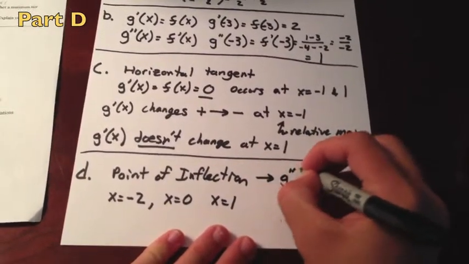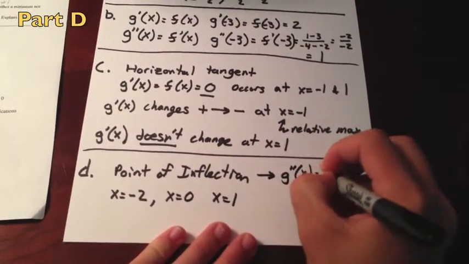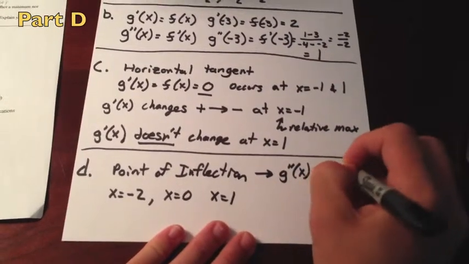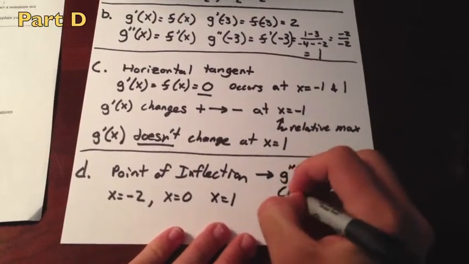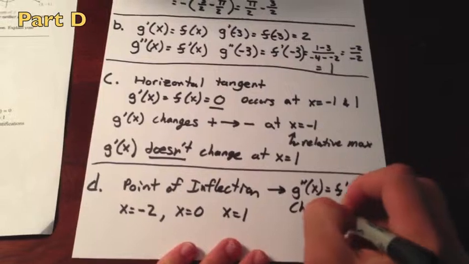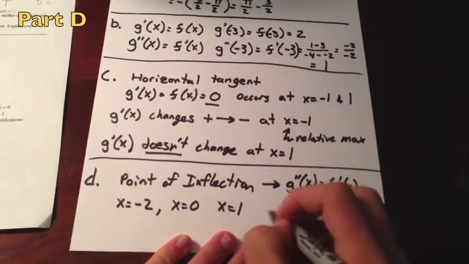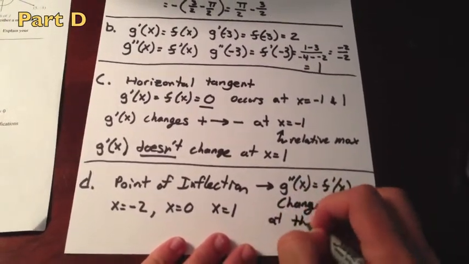A point of inflection is simply, in this case, when g double prime of x, which is also f prime of x, changes sign. This changes at three different points of x values.